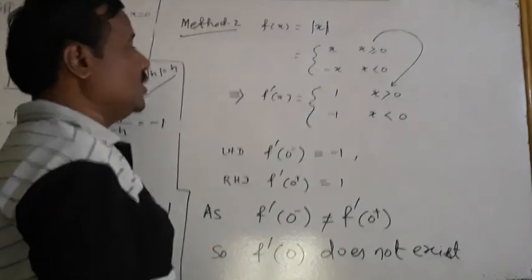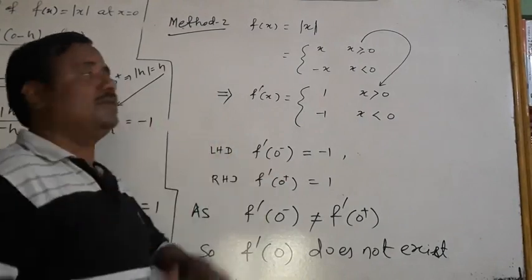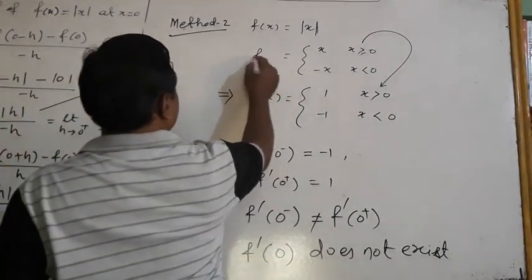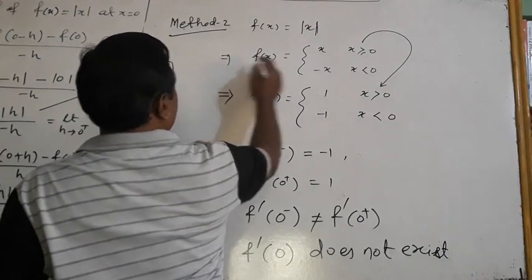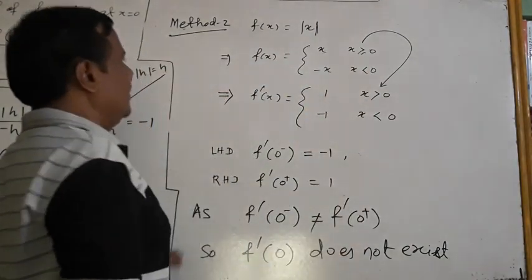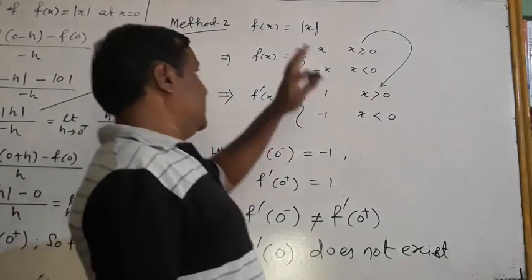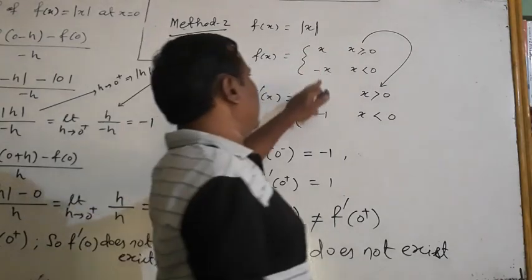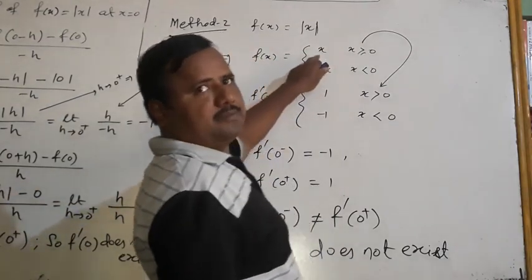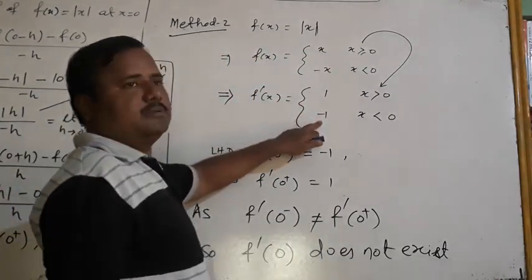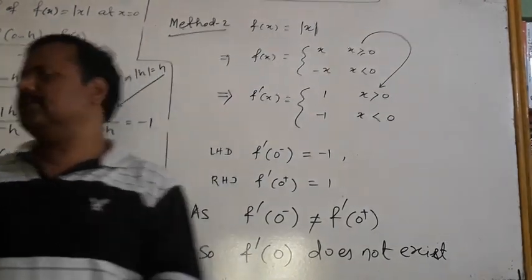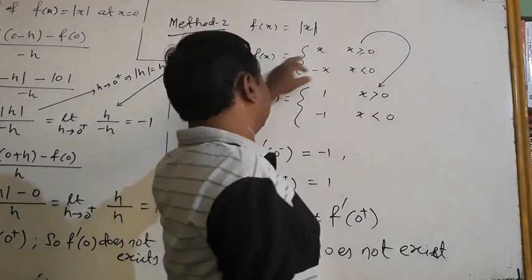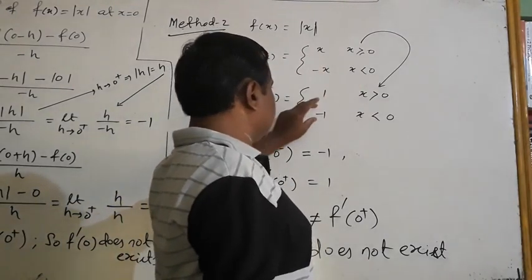Now look at method 2, which is very easy for you. f(x) is |x|, take the definition. This implies f(x) is equal to x for x greater than or equal to 0, and minus x for x less than 0. This is a very remarkable point. Just differentiate it: f'(x) is 1, the derivative of x with respect to x, and the derivative of minus x with respect to x is minus 1.